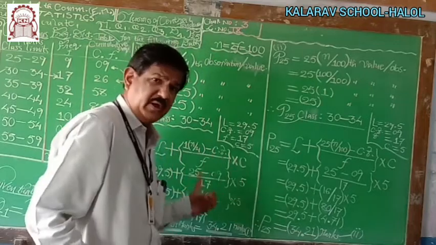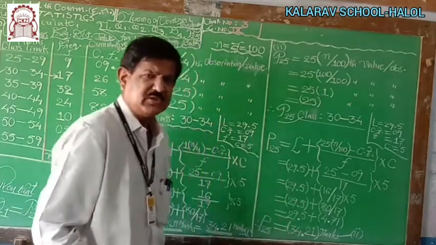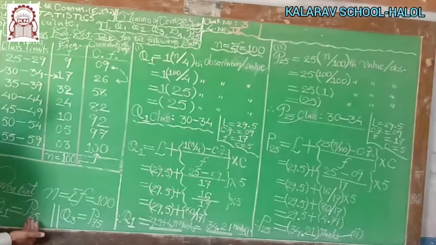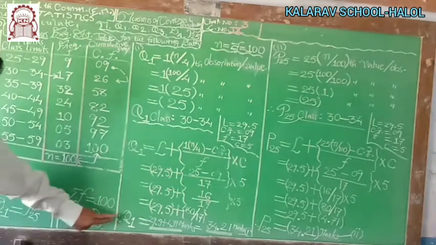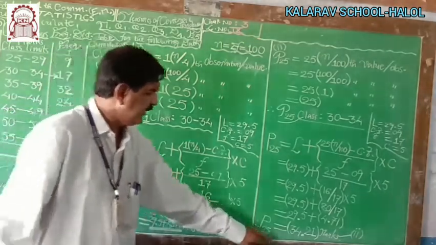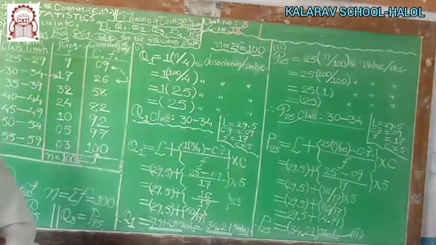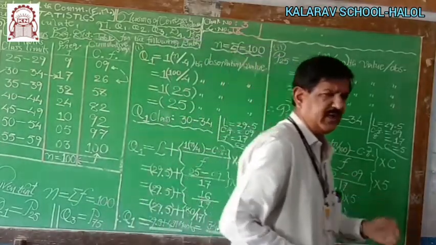The answer of Q1 and the answer of P25 are the same, because we have seen so far that Q1 is equivalent to P25 and Q3 is equivalent to P75. Therefore, the answers of Q1 and P25 are the same. Practice at home for quartiles, deciles and percentiles.